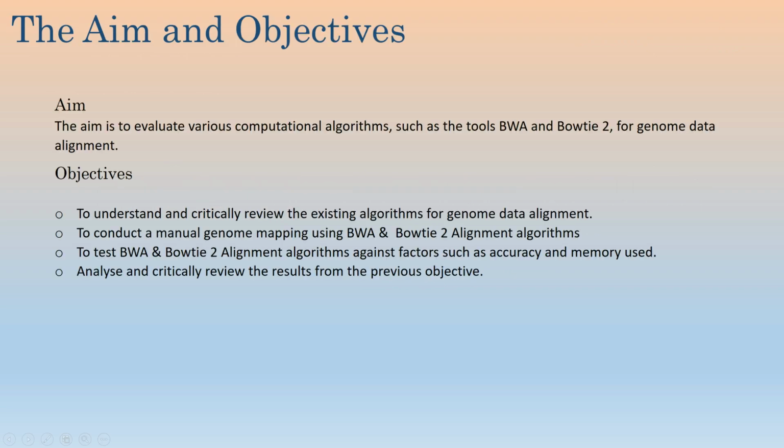The aim and the objectives. The aim is to evaluate the various computational algorithms, such as the tools BWA and Bowtie2, for genome data alignment. The objectives are to understand and critically review the existing algorithms for genome data alignment, to conduct a manual genome mapping using BWA and Bowtie2 alignment algorithms, and to test BWA and Bowtie2 alignment algorithms against factors such as accuracy and memory used. The last objective is to analyze and critically review the results from the previous objective.